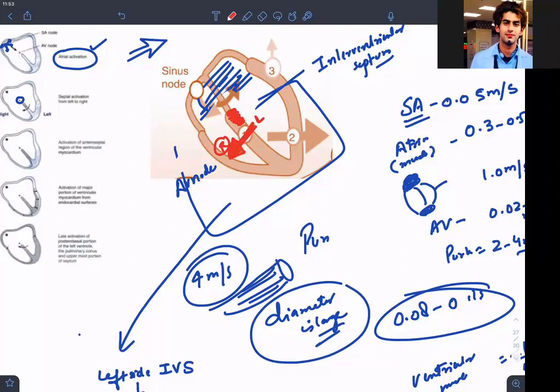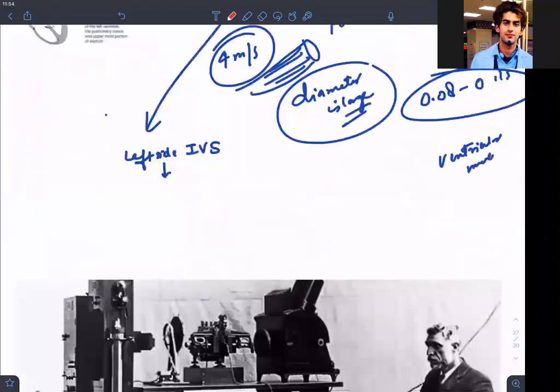Then the wave spreads like this to the apex of the heart. This is the apex. Then the wave spreads to the apex. So I should write like this. The left side of the IVS is getting depolarized. It starts at the left side.